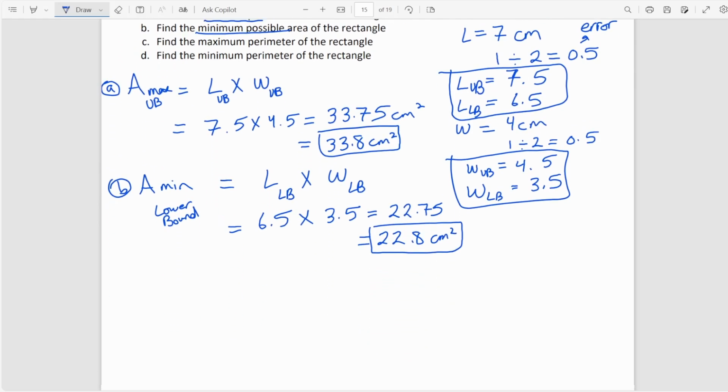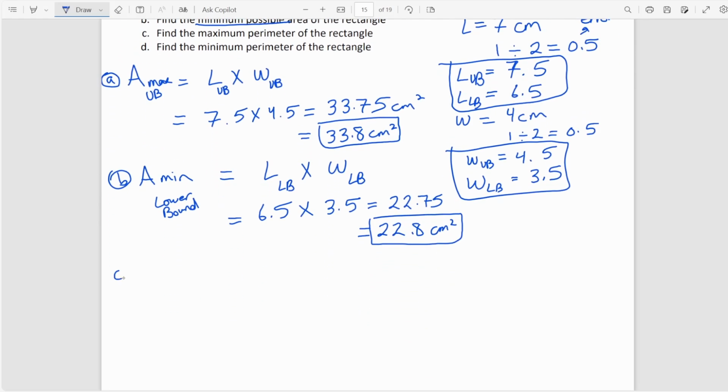Now, let's take a look at C. C is asking us to find the maximum perimeter of the rectangle. Now, the perimeter of a rectangle is 2 times the length plus width. These are rules that you should already know by now. If you don't know them, well, now you do. So for the perimeter, we want the maximum, or basically the upper bound.